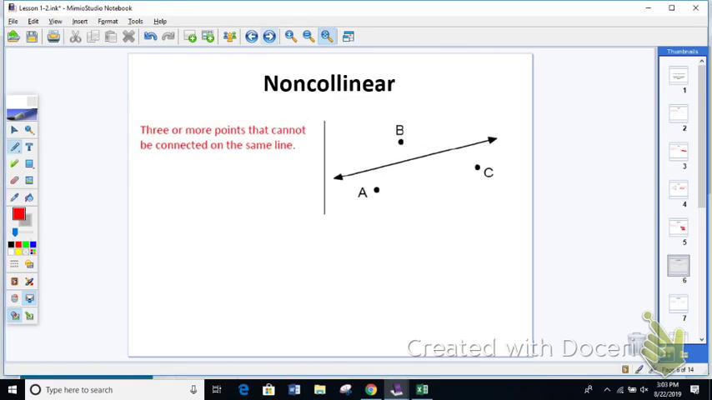Non-collinear, then, we said, are 3 or more points that cannot be connected on the same line. Again, it has to be 3 or more, because if we only have 2 points, 2 points are always collinear. So if there's 3 or more that cannot be on the same line, they're called non-collinear.